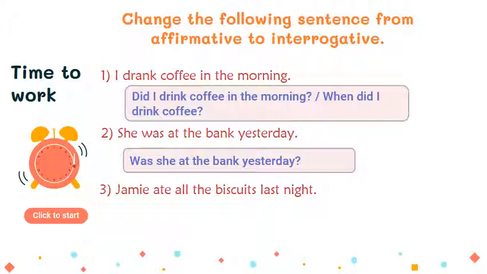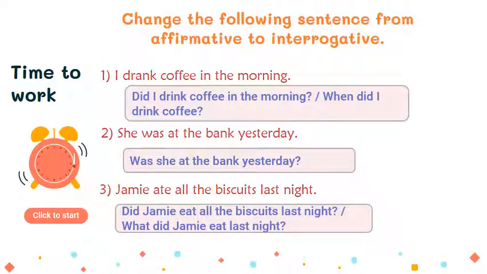Number 3, Jamie ate all the biscuits last night. Let's make first a yes-no question. Did Jamie eat all the biscuits last night? Did, then the subject, then the verb in its base form. Did Jamie eat all the biscuits last night? Okay. Or let's use a WH word. What did Jamie eat last night?